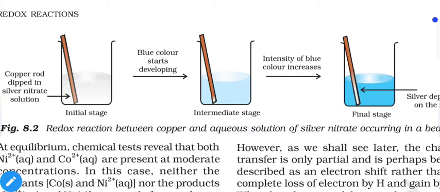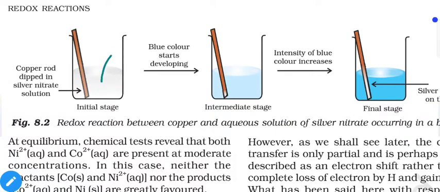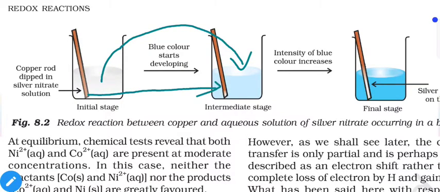And that's why, as we can see, initially we have a colorless solution which will start to turn blue in color, and the copper rod will have some metal deposited, which is silver metal. So as the reaction proceeds, silver ions will convert into metallic silver and deposit on the copper rod, and that's why this whitish color will develop. More copper ions will dissolve in the solution, and that's why you will see more and more blue colored solution.